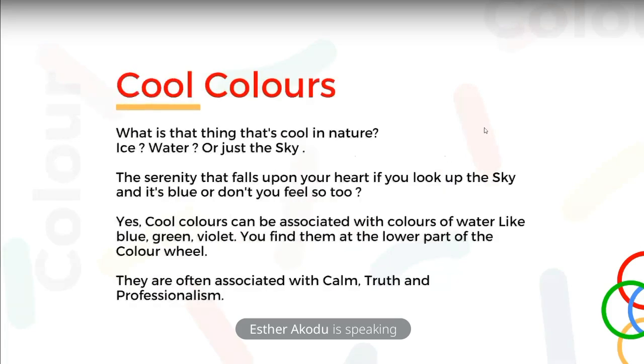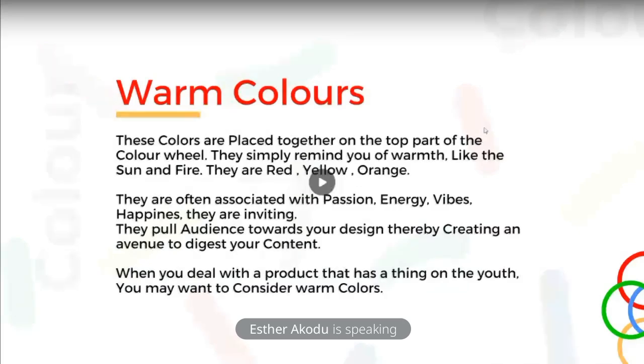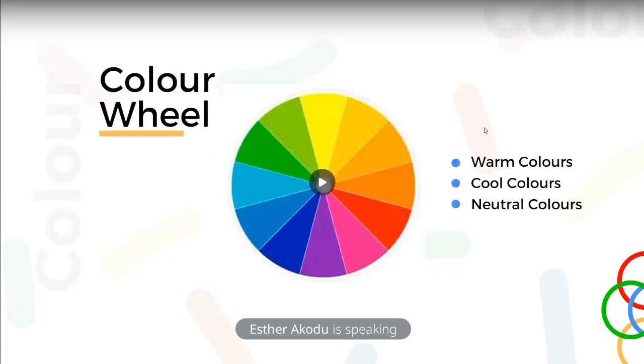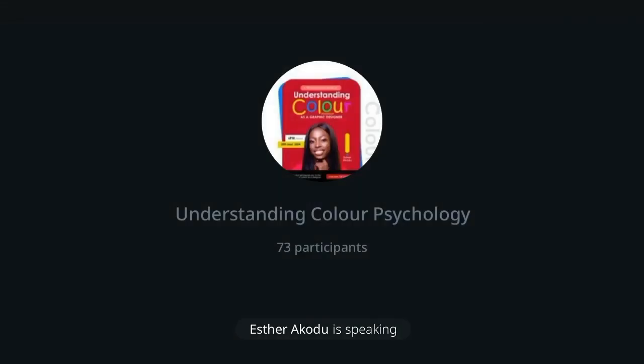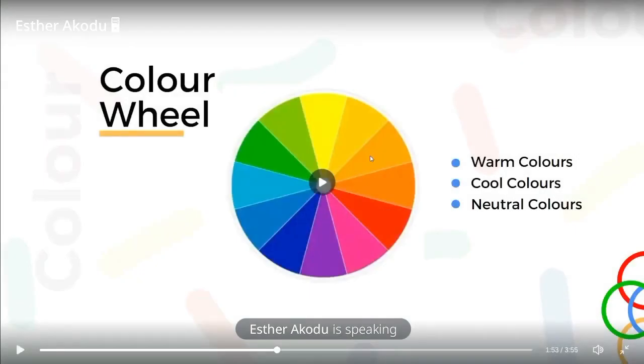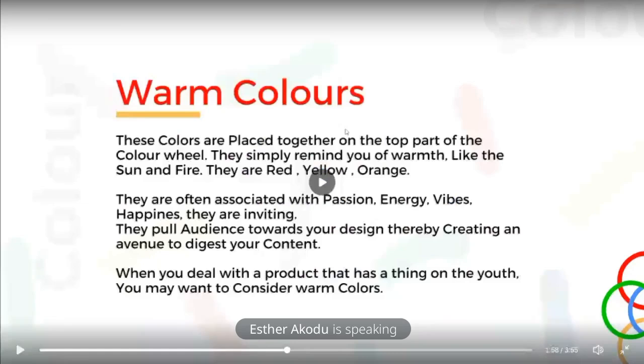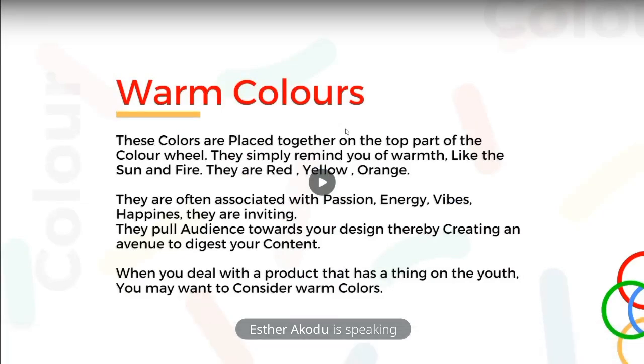They are what we call the warm colors, and they are colors that remind you of warmth. Colors like the sun, colors like fire. They are colors like red. Yeah, it's similar to what you see when you're editing a video or when you are even on cam. So the colors you see at the top of the color wheel are what we call the warm colors. They are something that make you feel, just like the name implies, warm. It kind of feels inviting, right? And they pull your target audience to your design, right?